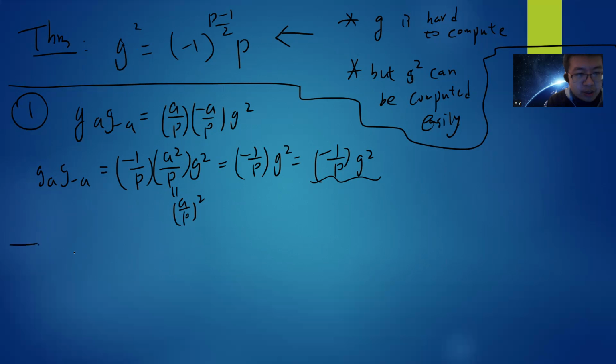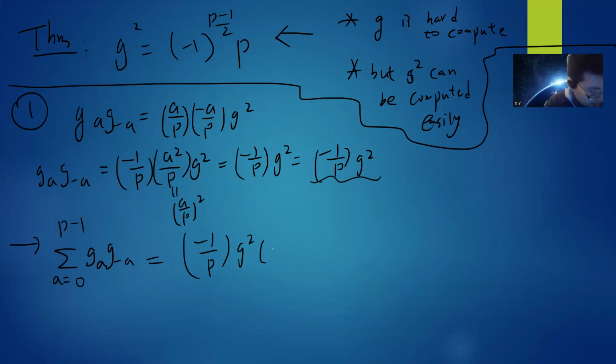Okay, so this means that if I go summation g(a), g(-a) from 0 to p minus 1, then I will get the same thing. I will get (-1/p) and g squared, and I get p minus 1 terms. Because it looks like we should get p terms, right?